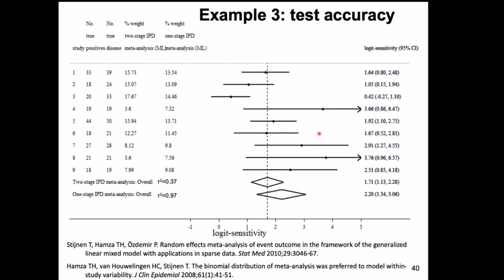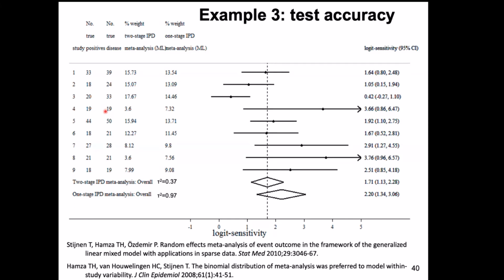Moving away from trials, test accuracy is another area where you tend to get sparse data. And what I mean by sparse here is that, for example, those that are diseased, most of them will test positive. So you have very few false positives. So it's sparse in that sense. So here's an IPD meta-analysis looking at the logit sensitivity of a particular test. You don't need to know what the focus is here, but there's 9 trials. You can see some trials, the number of true positives and the number of disease is 100%. So sensitivity is, you know, 100%.